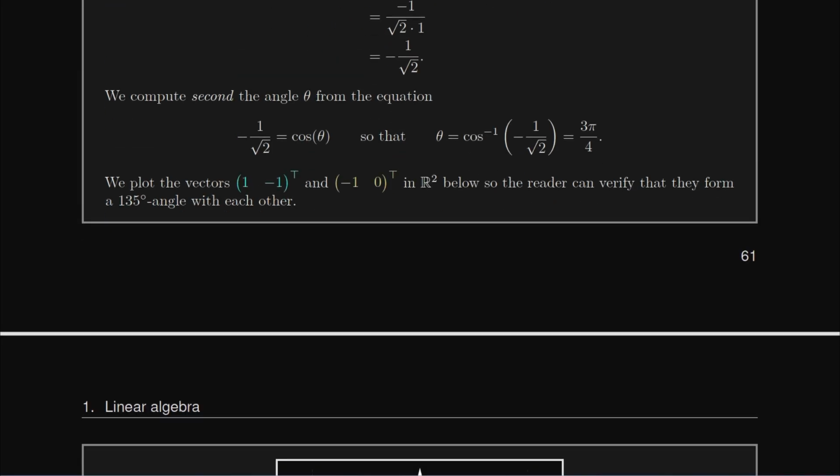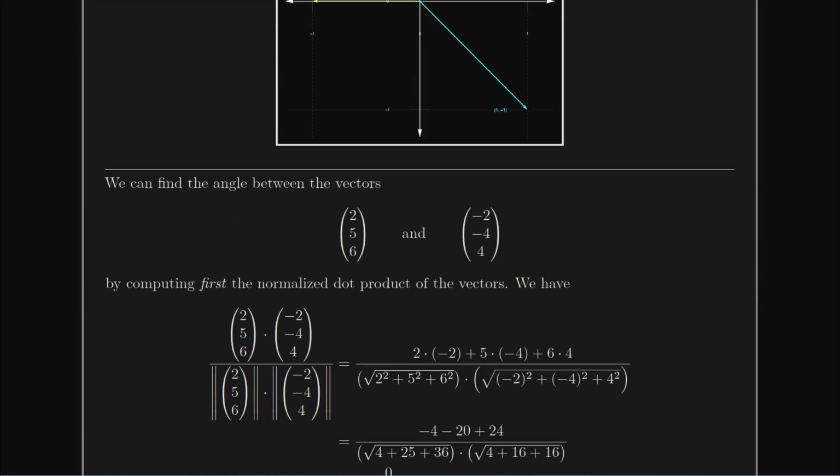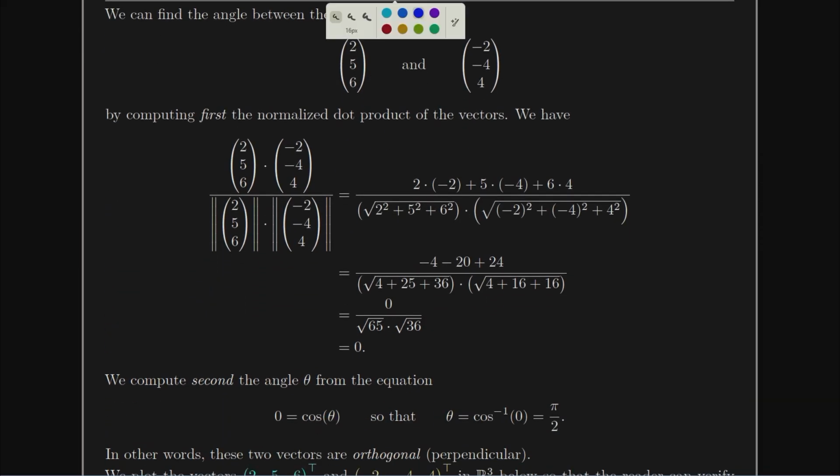If I plot the two vectors, what do you know? The angle between them is precisely 3 pi over 4, exactly like we would expect. We can do the same thing with some three-dimensional vectors, so let's do that here. We've got 2, 5, 6, -2, -4, 4.